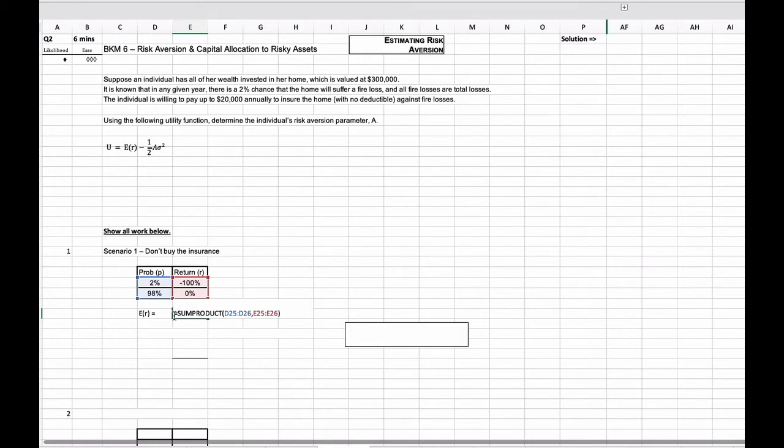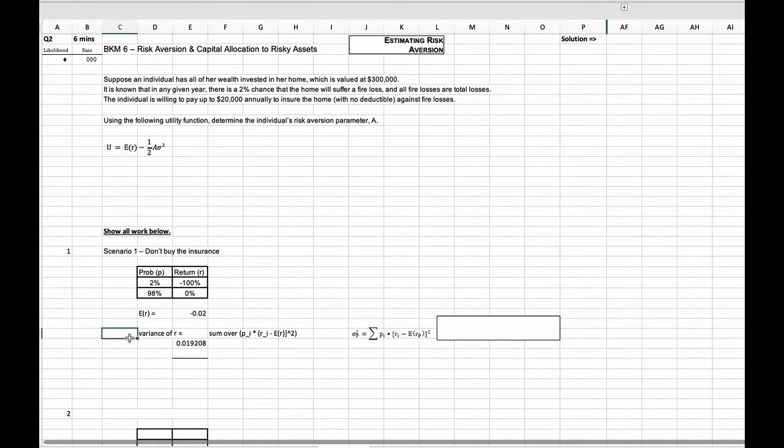Now we can use Excel sum product function to calculate the expected return. Next, we calculate the variance using the variance formula. We can type out the formula to get partial credit just in case we make a mistake in the calculation. The first item is 2% times negative 100% minus expected return negative 2%. Make sure we use absolute reference for expected value before dragging down the formula. The variance is summed up to be 0.0193.